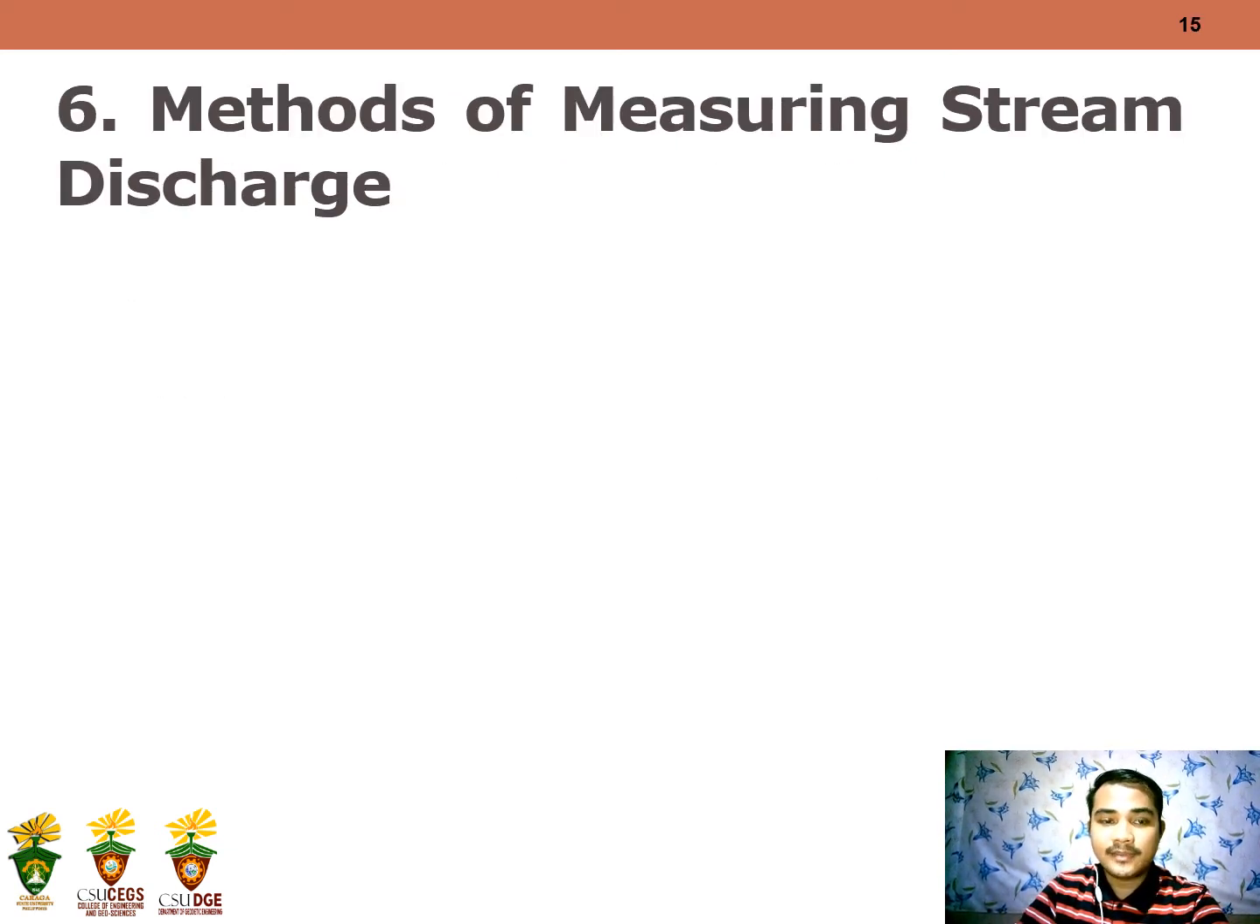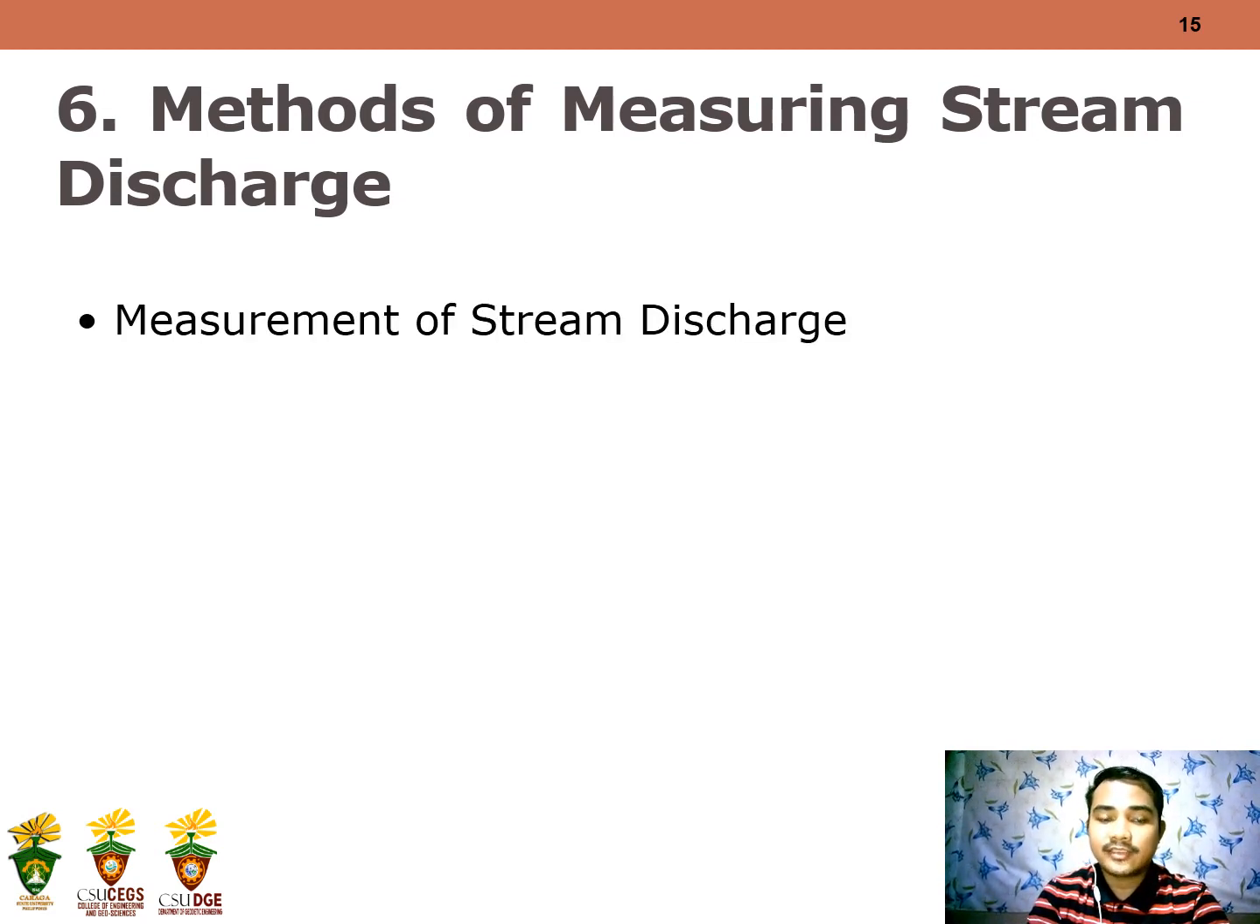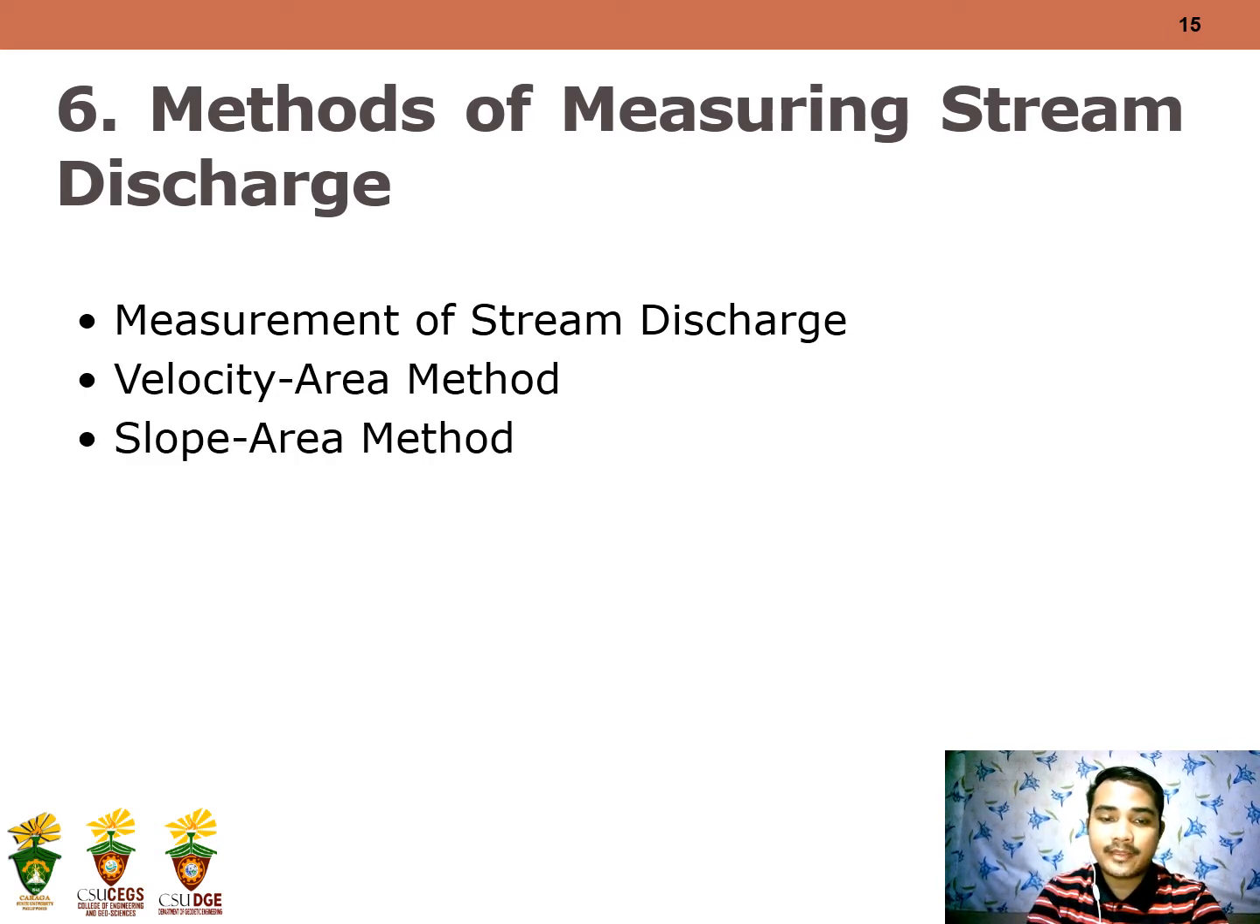Next topic, topic 6, is all about the methods of measuring stream discharge. That includes the introduction of how to measure the discharge of the streams, the velocity area method, and the slope area method. So there are formulas, and we also have problems to solve relating to these two methods.